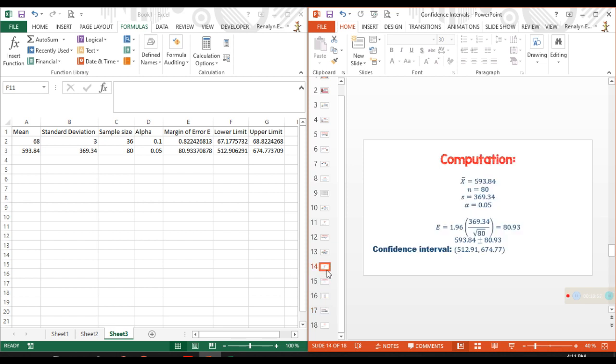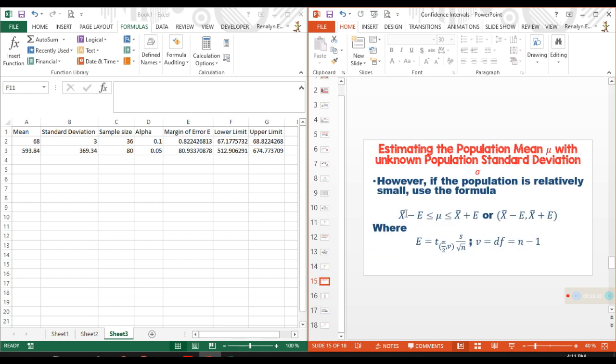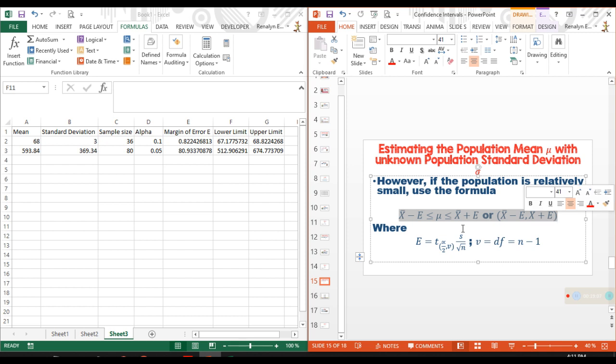So, balikan natin si formula. So, for the formula dito, pagkuha mo ng interval for the true population mean, parehas lang yung gagamitin nyo. But for finding the margin of error, iba na po. Ito ay T alpha over 2V times the standard deviation from the sample over the square root of n.